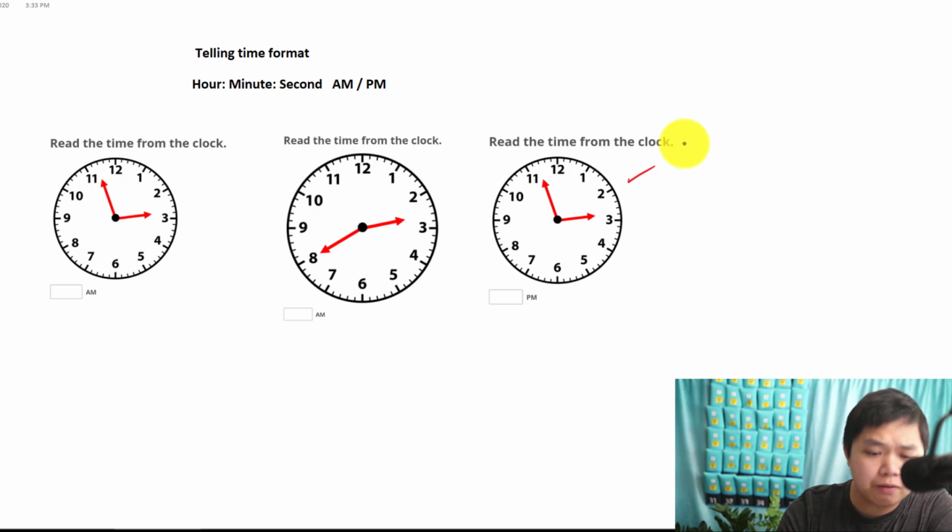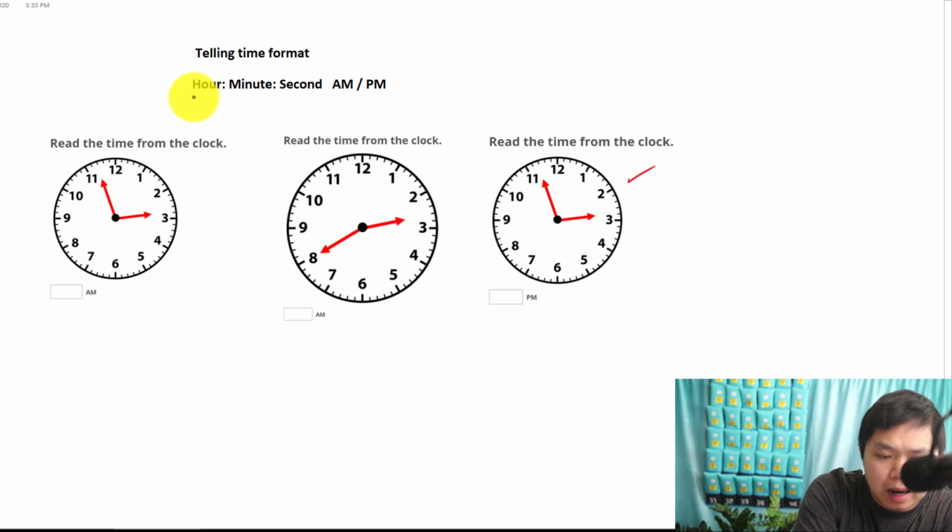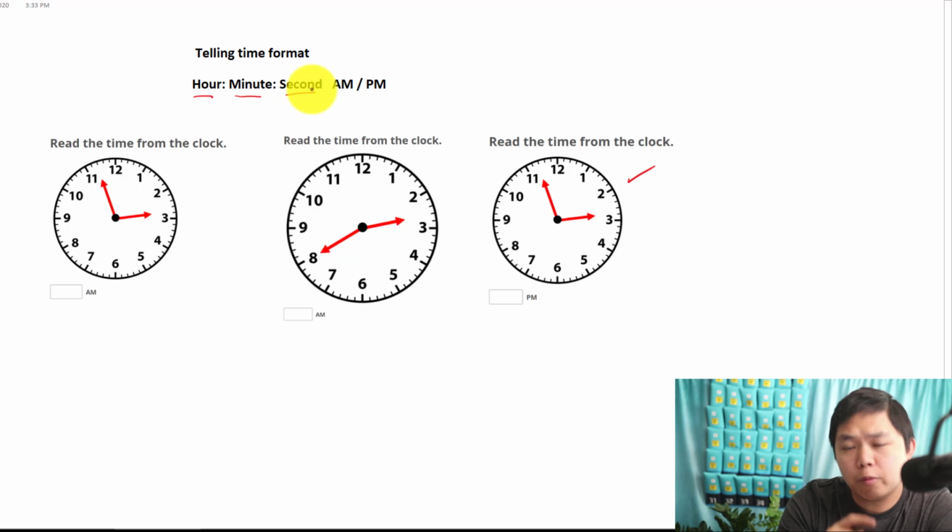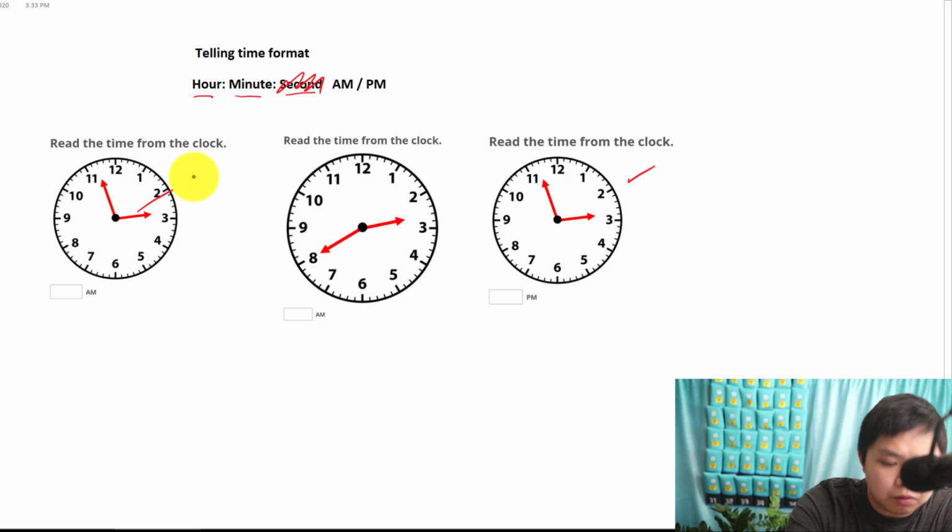But all time follows this specific format. We have the hours separated by the colon, then we have the minutes, and then we have the seconds. But when we are reading an analog clock, most of the time the seconds are ignored. So in this case, let's look at this. We have this longer hand and the shorter hand. The shorter hand gives you the hours.